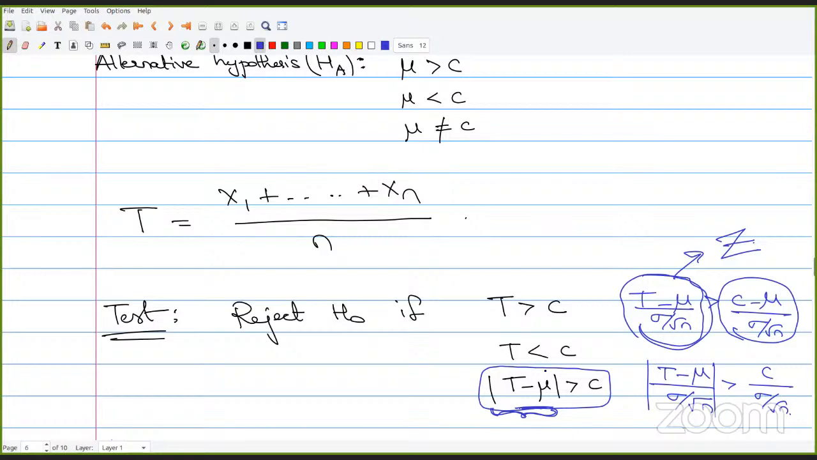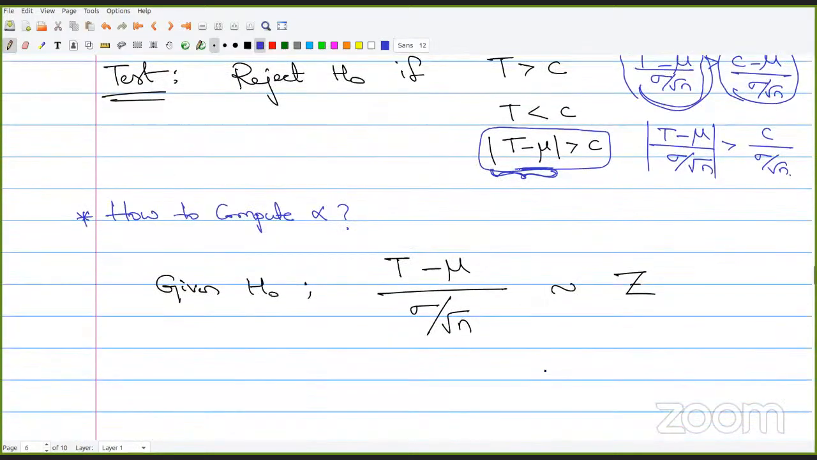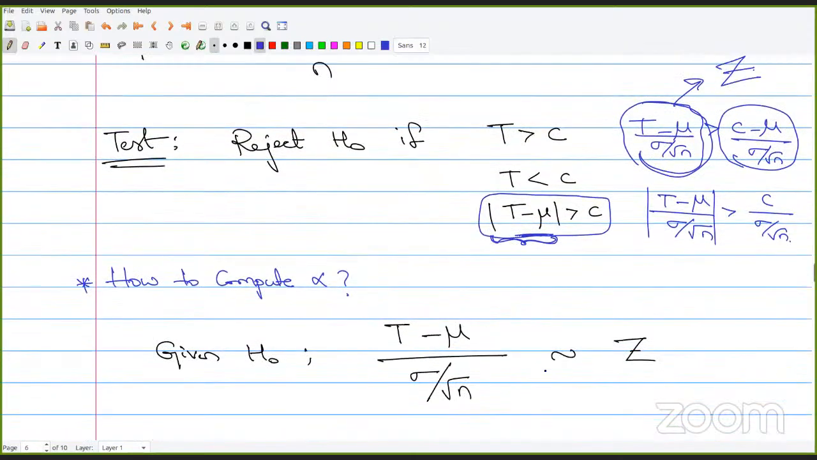So in this case, what we do is we convert this T to T minus mu by sigma by root n. This we know will follow standard normal.